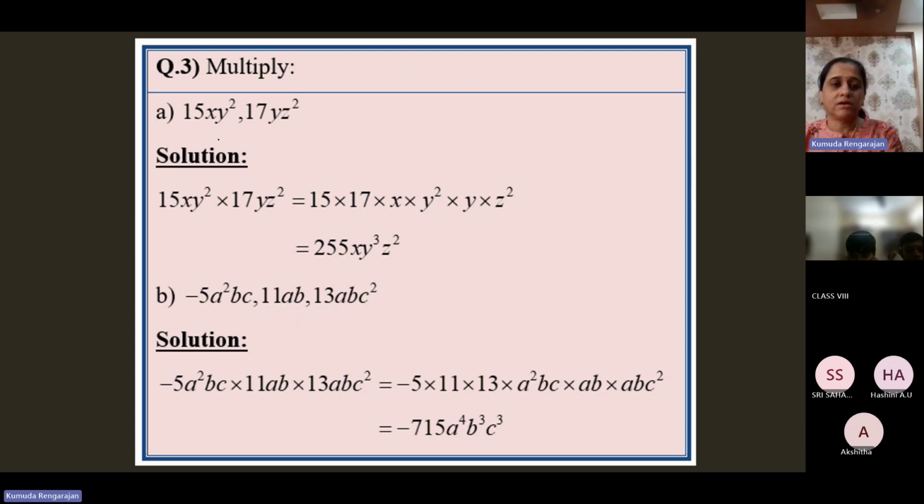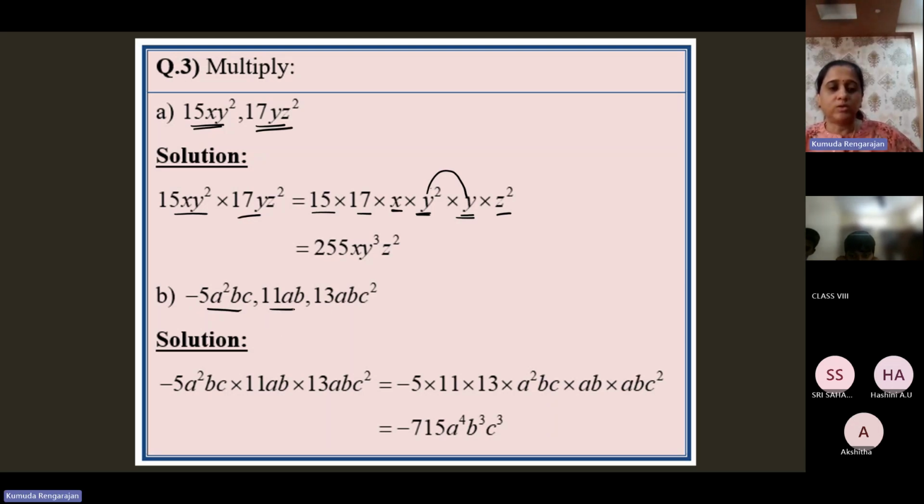Multiply. Monomial, monomial. Single term, single term. Okay, so you can see here, multiply the numbers. Then there's only one x, but there are 2 y terms, y square and y, and z square. So how do you multiply these 2? Bases are same as multiplication, add the powers. 2 plus 1, 3. Add the powers.